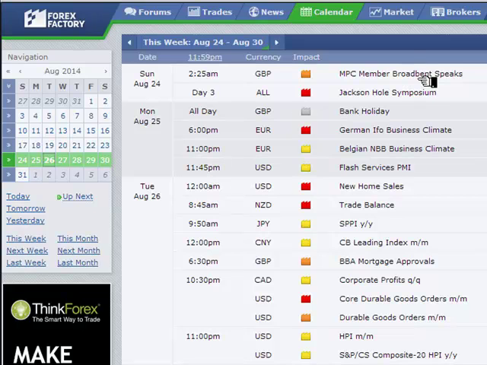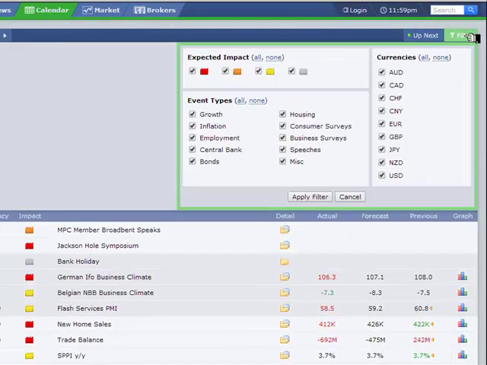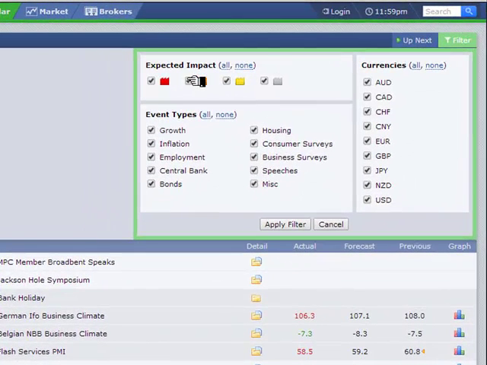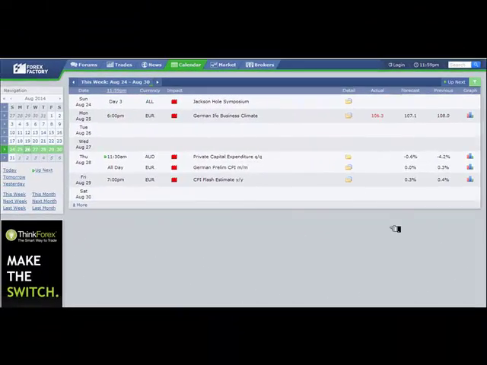The other thing is that you may have a lot of news displayed that you're not necessarily interested in. We only want to see red news. So we can filter out that which we don't want to see, and also deselect any currencies you're not following. Apply the filter to show only red news for the currencies of interest.